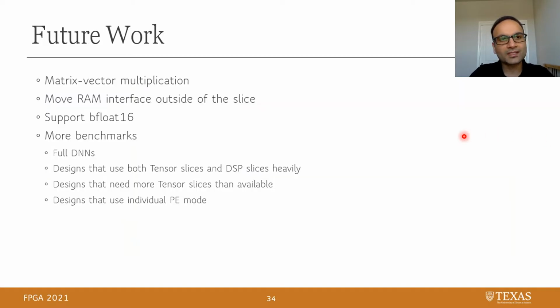While this research has shown promising results, there is still some more work to do. We are working on adding matrix-vector multiplication to the tensor slice. We are moving the RAM interface outside of the slice. We are adding other precisions like BF16. And we're also adding other benchmarks to our evaluation, including full neural networks.